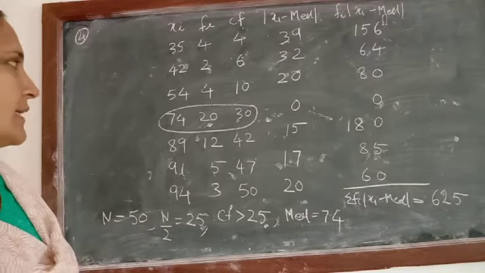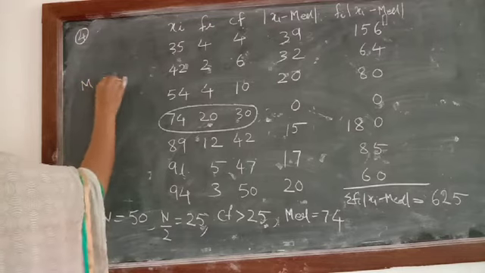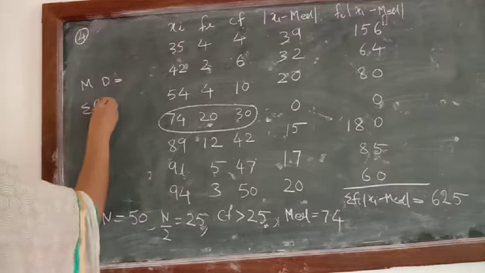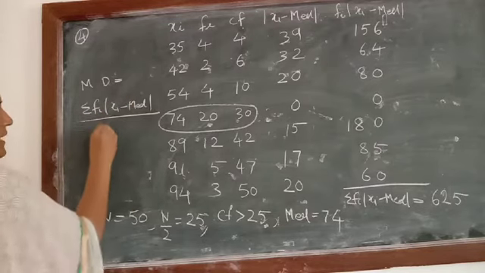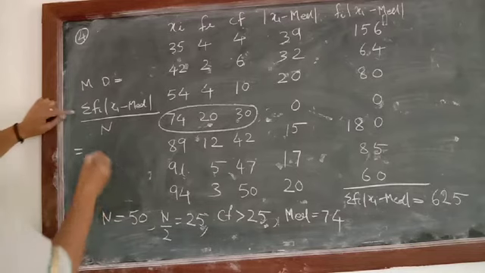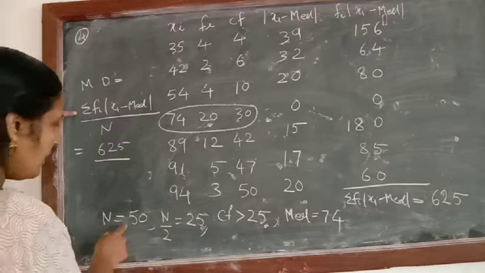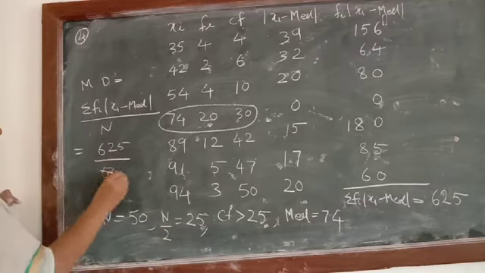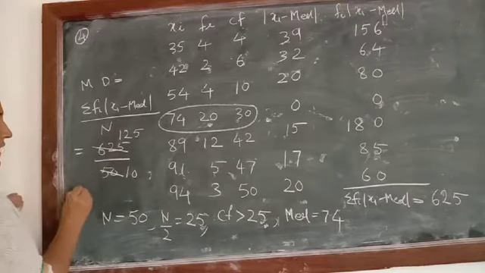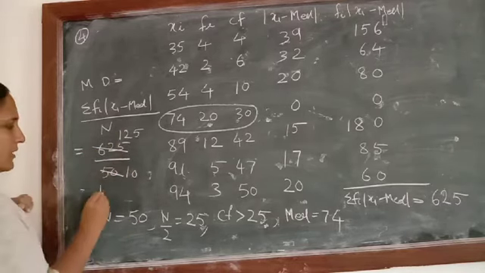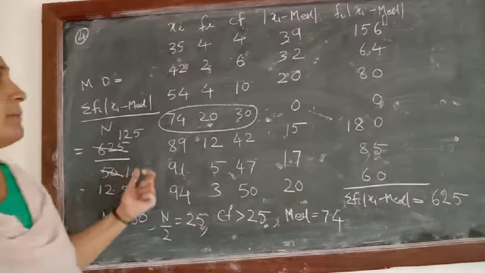Now what we need? Yes, we need the mean deviation. So write down there, mean deviation is equal to, the formula is sigma Fi into modulus of xi minus median by n, or sigma Fi. So we have here 625 by n. In place of n we have 50. So first can we cancel it by 5? It will be equal to 10, and here we will get 125. So 125 by 10 will be equal to 12.5. So mean deviation is equal to 12.5.